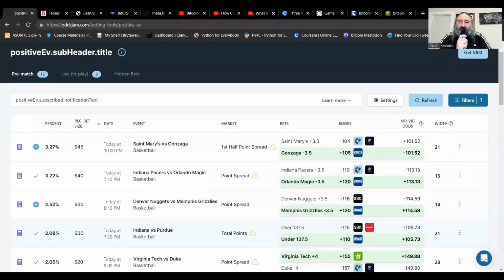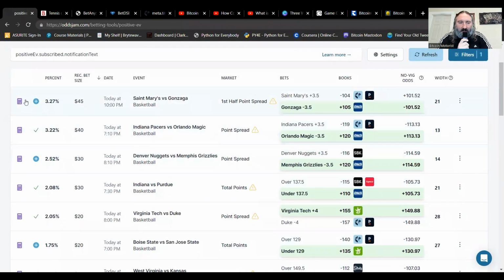Let's look at screen share and look at the positive EV page on OddsJam. Okay, so this is the positive EV page. This is the bread and butter. This is where you should be getting most of your bets. If you look on the left side of the screen, the bets that have a check mark next to it, I have already placed. The bets that don't have a check mark next to them, I haven't placed.